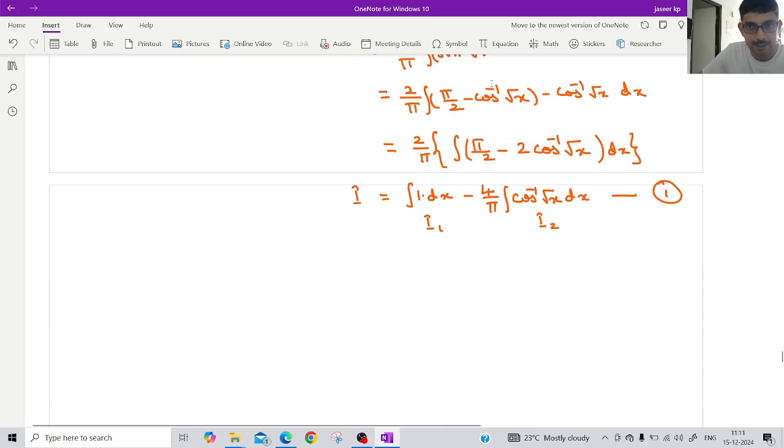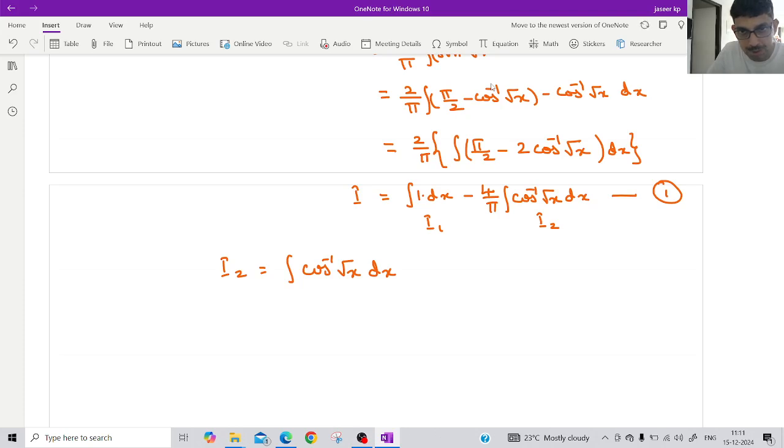I1 can be integrated directly. Now we will be doing I2. So I2 is integral of cos inverse root x dx. So we are doing a substitution here. Put root x equal to t. Root x equal to t. So that means 1 by 2 root x dx equal to dt. So that is dx will be 2 root x dt.